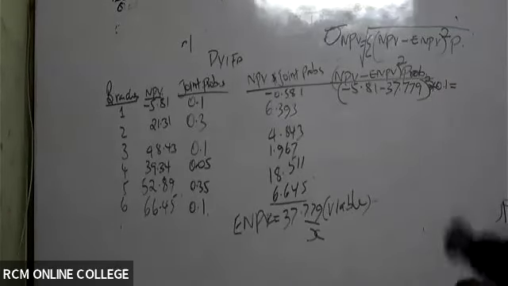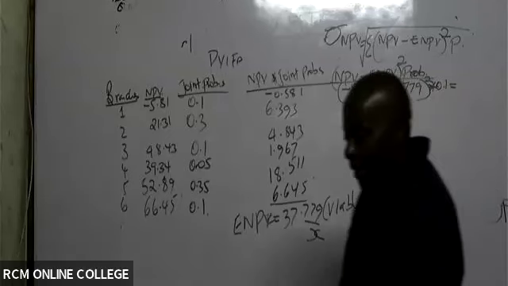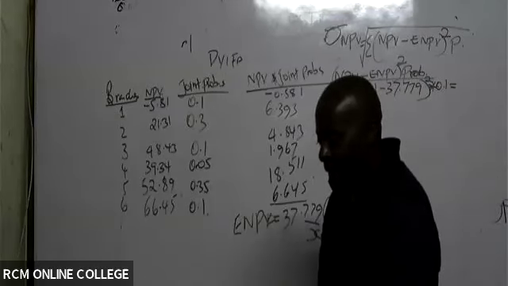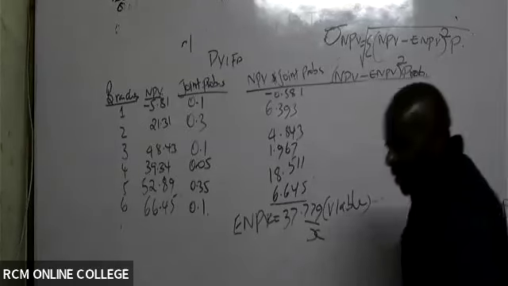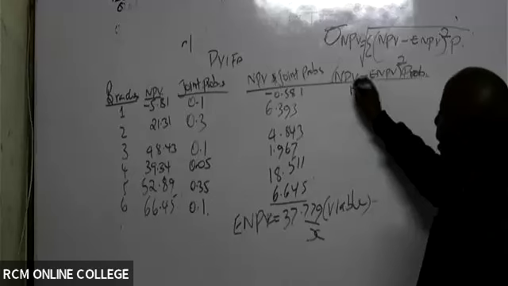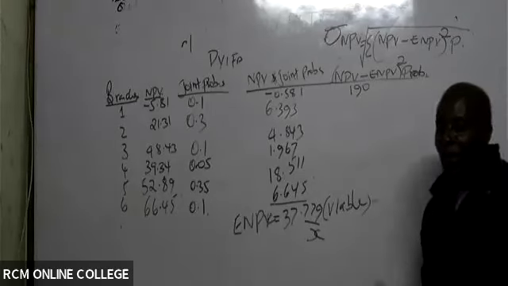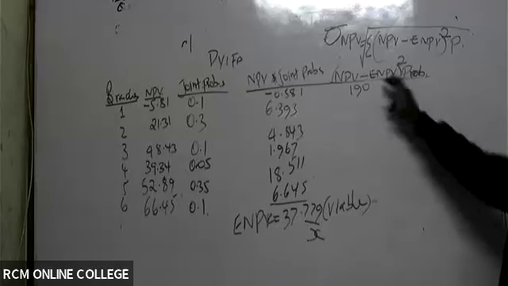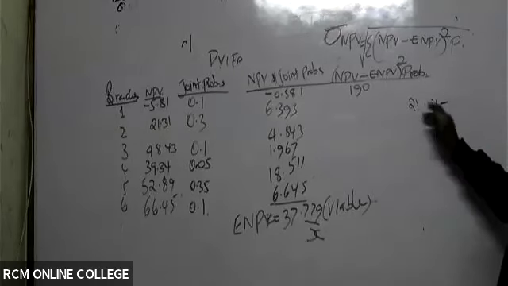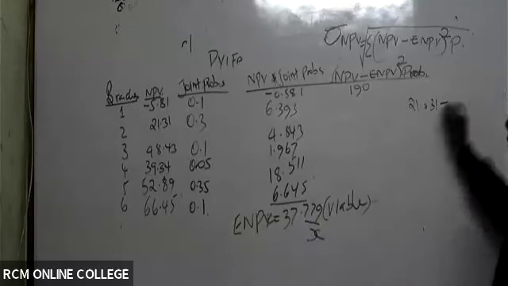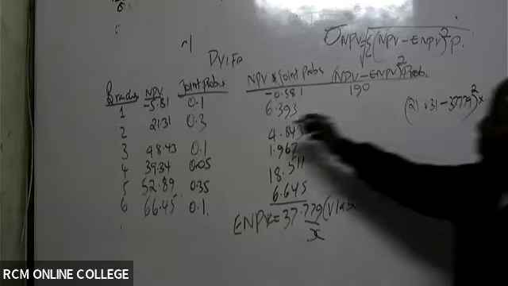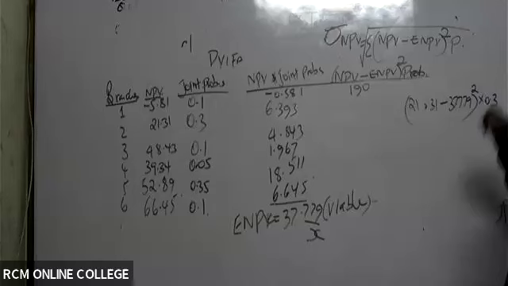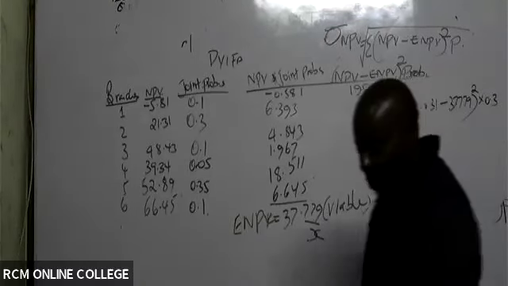So then the first one, students are giving me a figure of 100 here. The first one is supposed to be 190. How about the second one? The second one, I will take 21.31. I subtract the ENPV of 37.779. Whatever I get, I square. Corresponding probability now is 0.3.